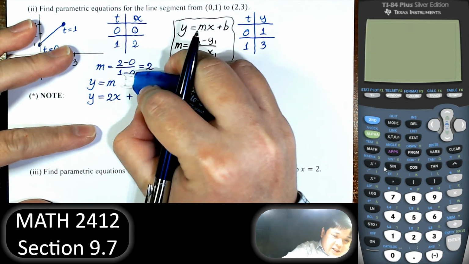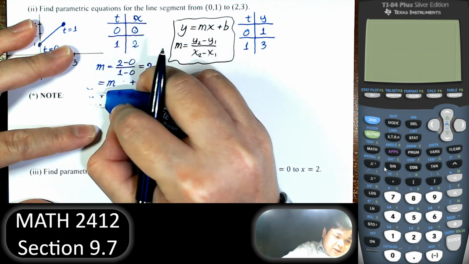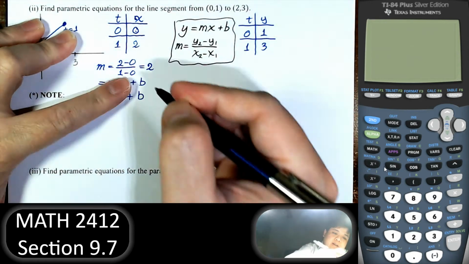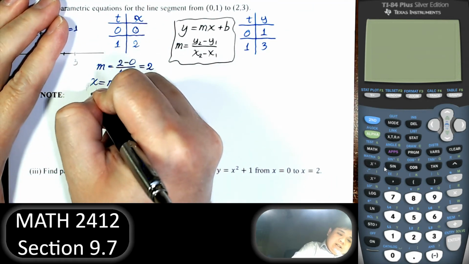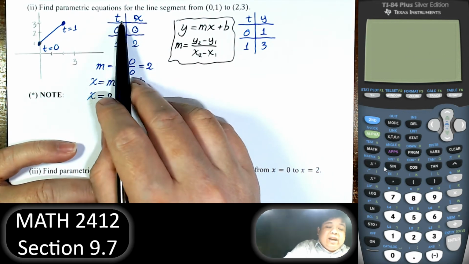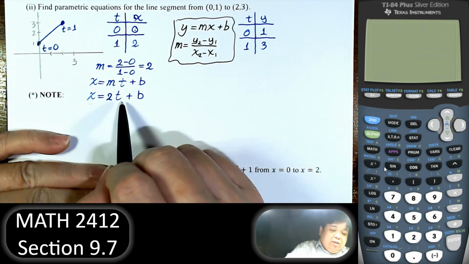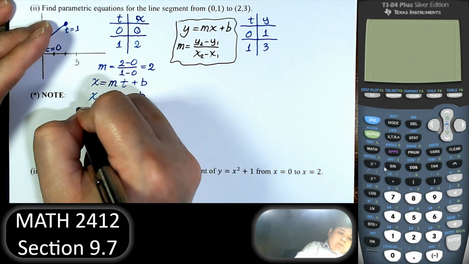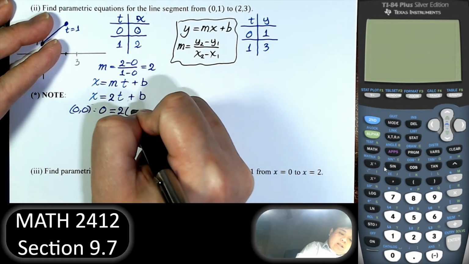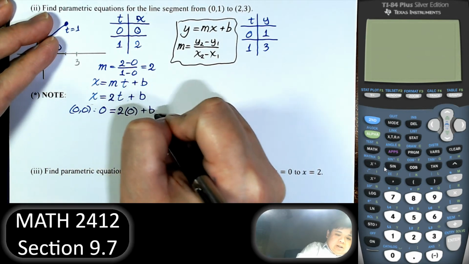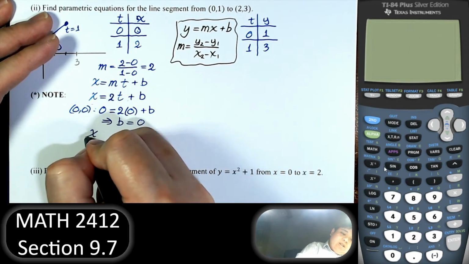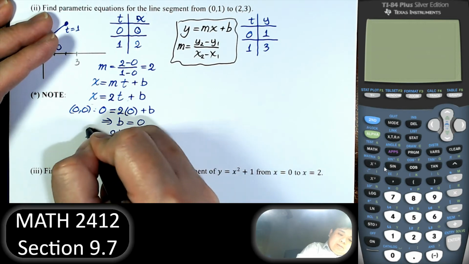Sorry, T is the independent variable and X is the dependent variable. So that's what we have. Now we have the point 0, 0: x is equal to 0 when t is equal to 0. So b is equal to 0. Bottom line, the equation is x equal to 2t.